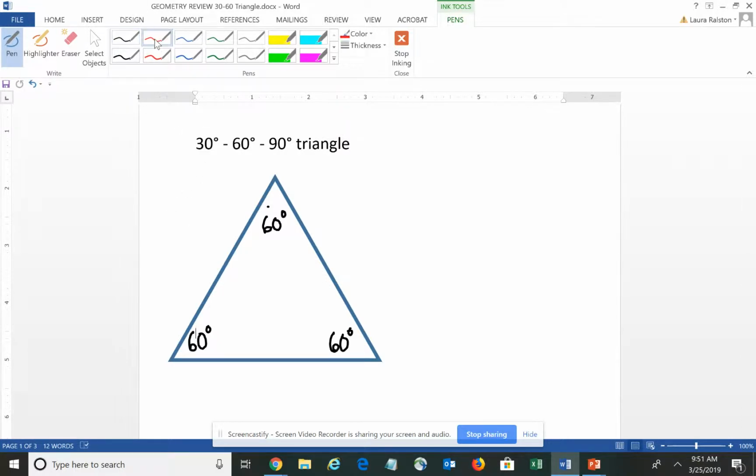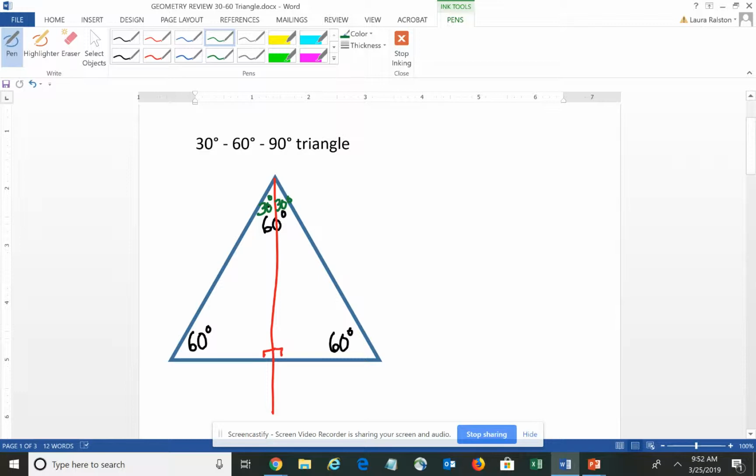And then if I draw what's called an altitude, if I drop a perpendicular line from the vertex of the triangle to the opposite side, that altitude breaks our triangle up into two smaller triangles. It also bisects that 60-degree angle so that you have a 30-degree angle and a 30-degree angle, and it bisects the other side.